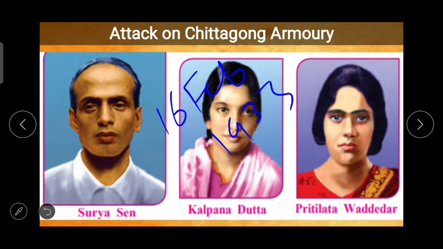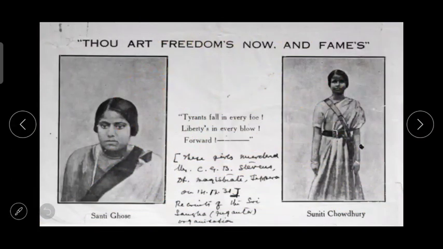Pritilata Waddedar killed herself without falling into the hands of the police, like we talked about in the Hindustan Socialist Republican Association, how Chandrasekhar Azad did not fall into the hands of the police, and later he died in an encounter with police at Alfred Park in Allahabad. Here also Pritilata Waddedar killed herself without falling into the hands of the police. So due to the uprising in Chitgaon, the revolutionary movement gained pace.